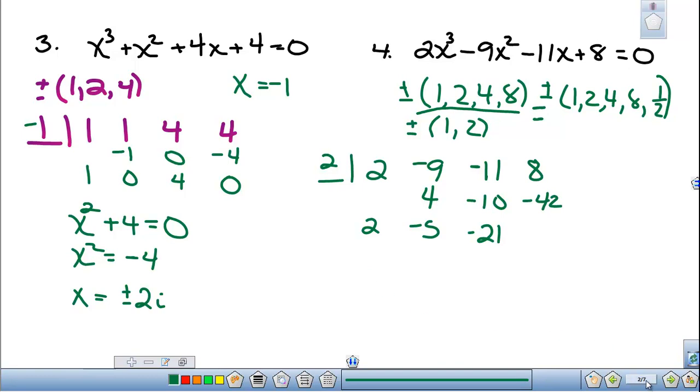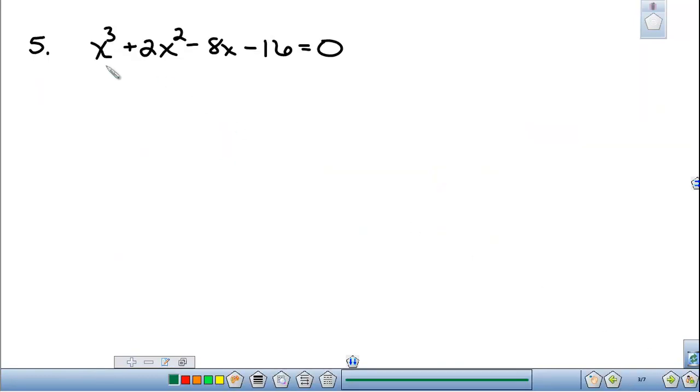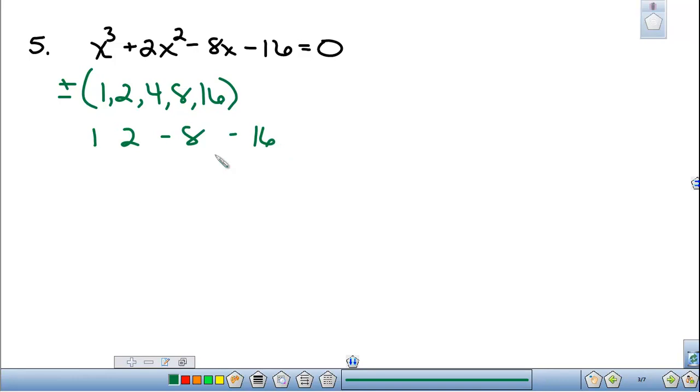So we will go to the next problem, number 5. And again, this one has a nice leading coefficient of 1, so we're just going to take the factors of 16 and form our list. And we'll have 1 times 16, 2 times 8, 4 times 4. That gives me a total of 10 possible candidates. And again, I'm going to divide using synthetic division.